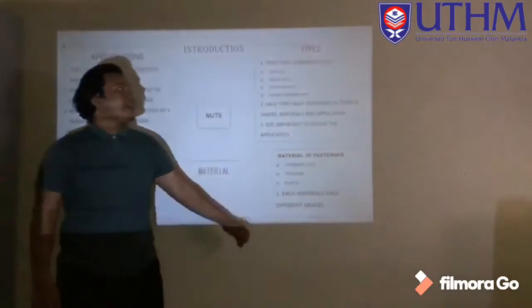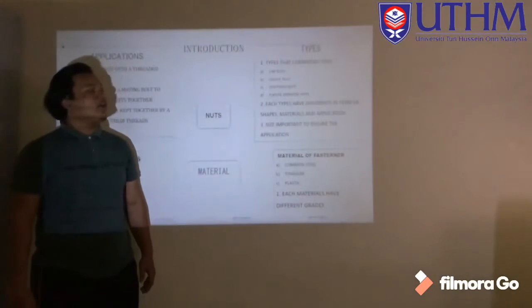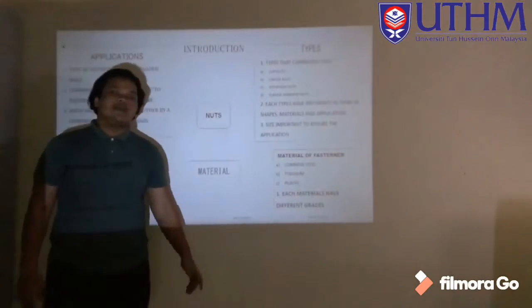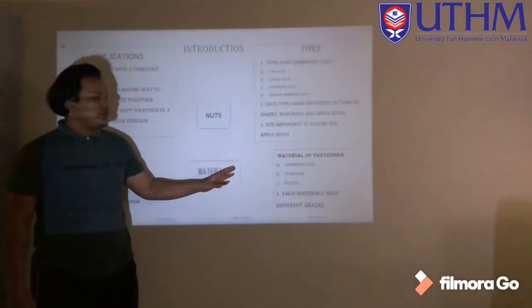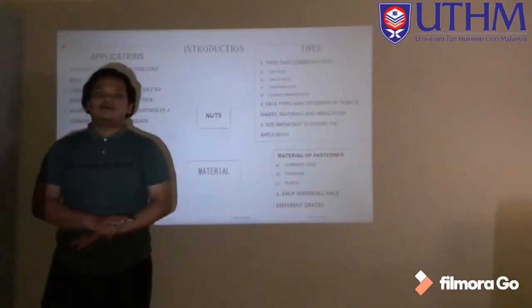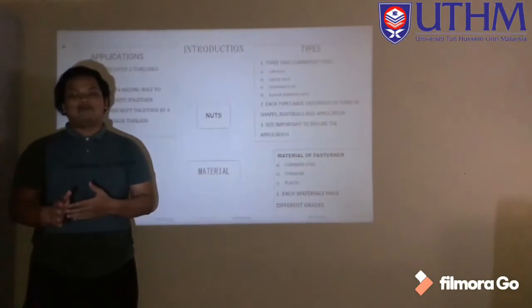Next, for the types of nut that are commonly used in our industry, there are the cap nuts and castle nuts. For the material of the fastener, usually we use common steel and titanium. So for the next part, I will pass to my team member Mirza.